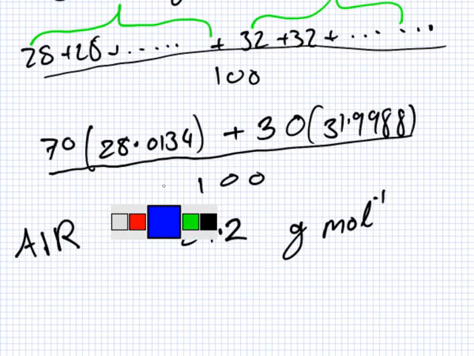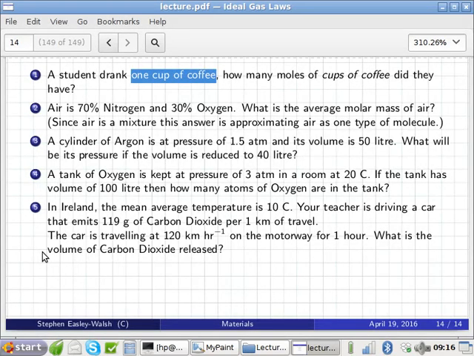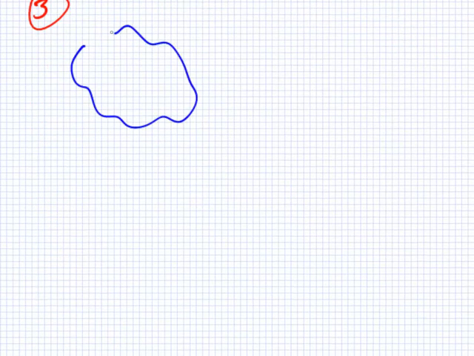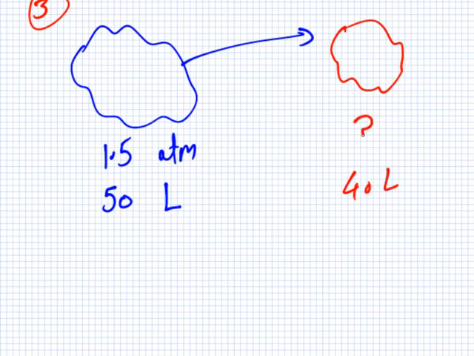Right, next. Number 3. A cylinder of argon is at 1.5 atmospheres and it's 50 litres. What would be its pressure if its volume is reduced to 40 litres? Okay. So you have your gas, and what's the pressure? 1.5 atmospheres, and the volume? 50 litres. And then what happens to the gas? Does it get bigger or smaller? It's smaller. It becomes 40 litres.